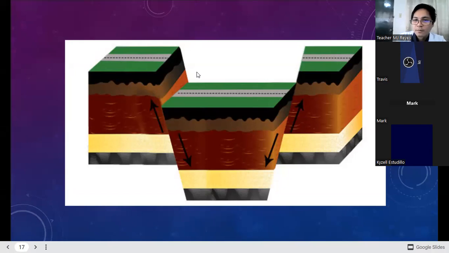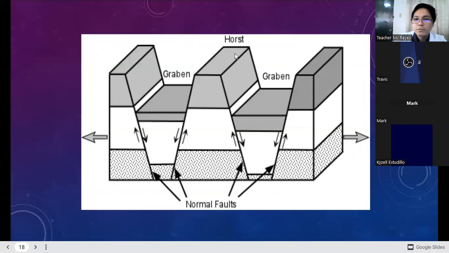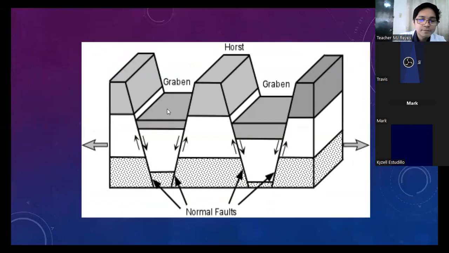Okay, so this is the way rift valleys are actually created, and some bodies of water. As you can observe, you can actually see horst and graben there. Horst is the upper part, the lifted part, while the submerged part is the graben.